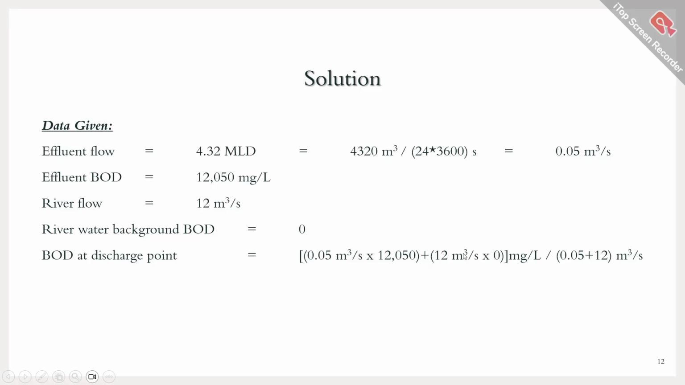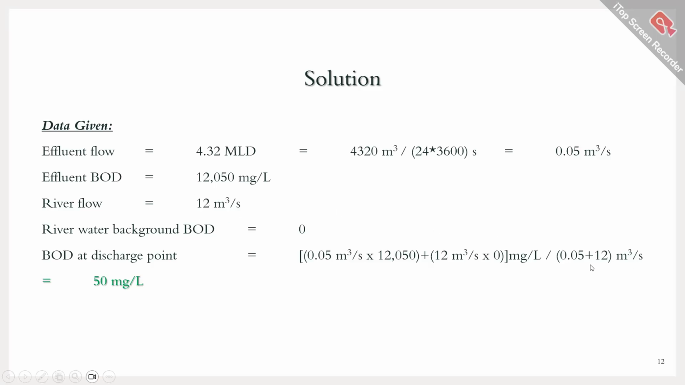Now effluent flow rate into effluent BOD, that means 0.05 into 12,050, that means 0.1. This one. So effluent flow rate into effluent BOD plus river water flow rate into river water BOD, this many milligram per liter into meter cube per second, divided by total meter cube per second flow rate. So that means 12 plus 0.05, which is nothing but 12.05 meter cube per second.